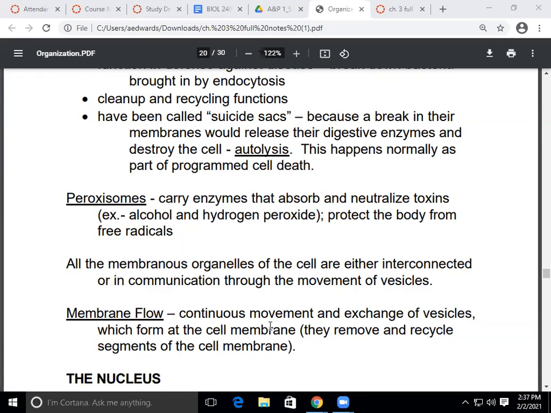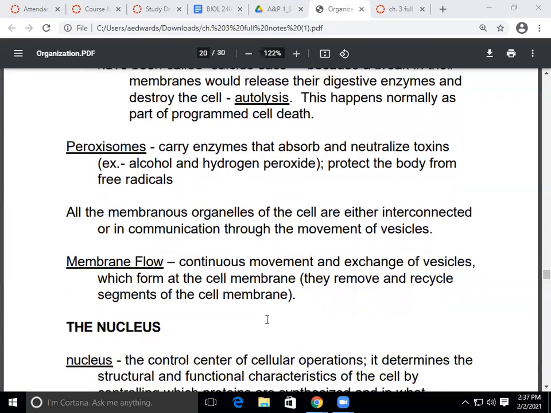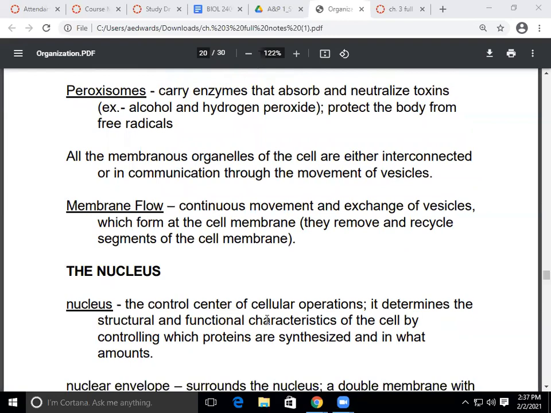All right. And these membranous organelles are either interconnected or they can communicate with each other via vesicles. Okay. All right. And this movement and exchange of vesicles is called membrane flow. All right. So those are the membranous organelles.